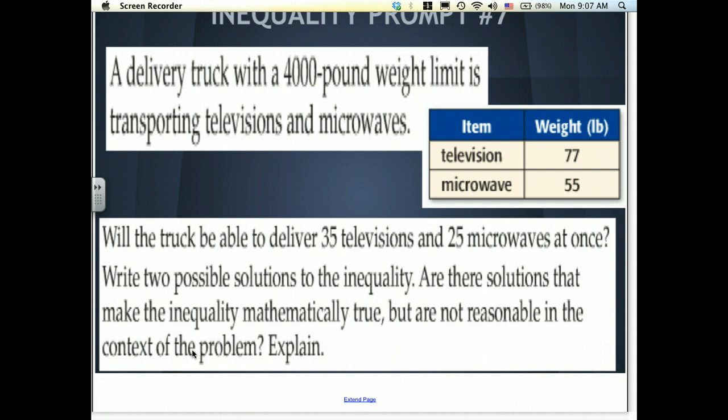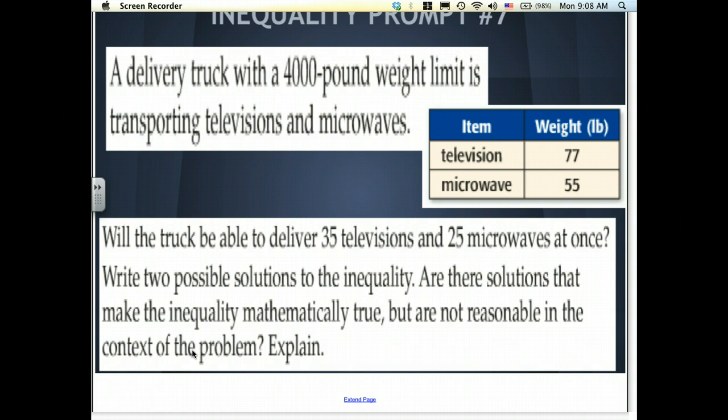With that information alone, what kind of symbol do you think we should use to represent 4,000 pounds or less? Yes? Less than or equal. Very good. So less than or equal. So we know for a fact that at some point in the problem, an inequality problem anyway, we're going to have to use the symbol less than or equal to represent less than or equal to 4,000 pounds.